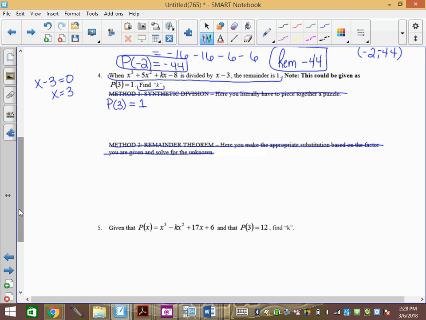Now, is there anything I can do now? What does P of 3 mean? What have we done when we have that? X equals 3 in the polynomial. So we just go to the polynomial, we plug in 3 for all the x's, and in this case, it's going to equal 1. That's it. Then we'll only be missing one variable, which is the k. Let's try it out. P of 3 means 3 cubed plus 5 times 3 squared plus k times 3 minus 8 equals 1.